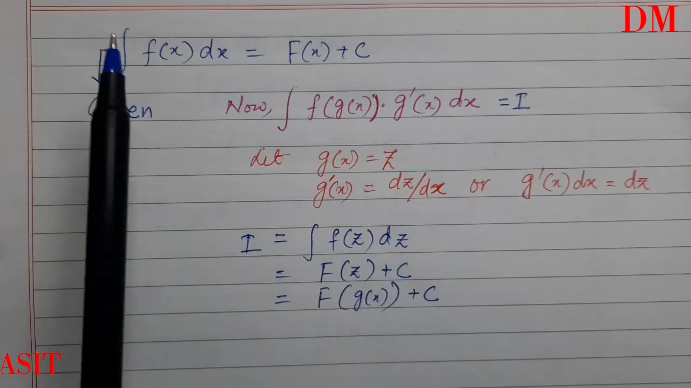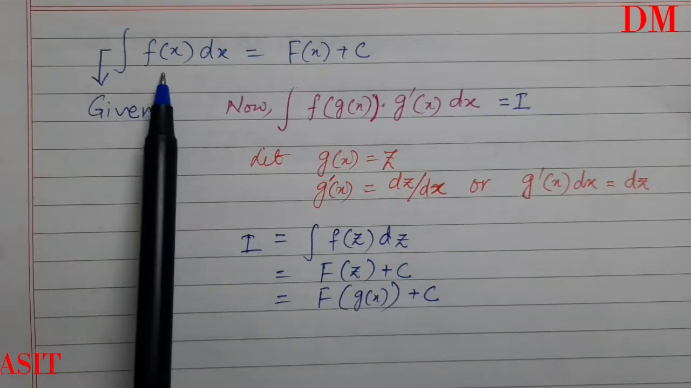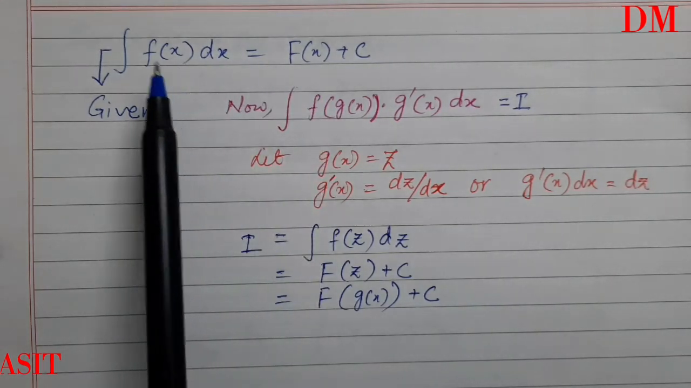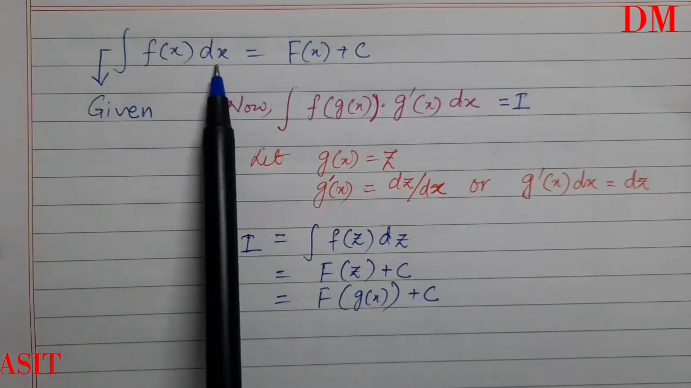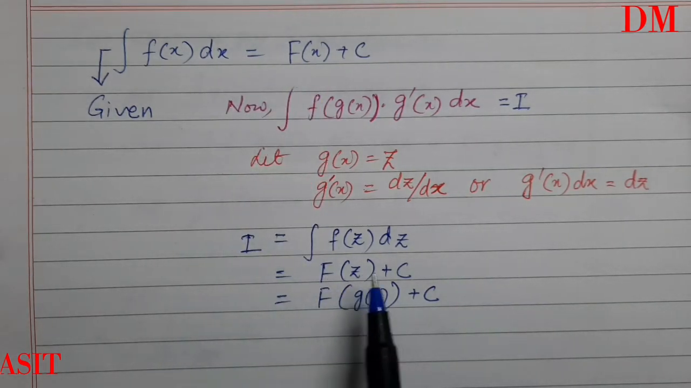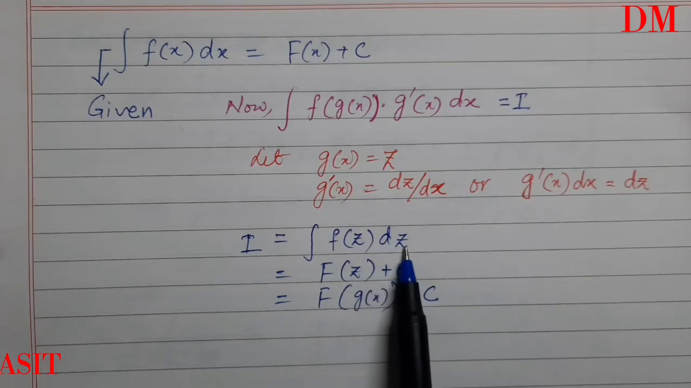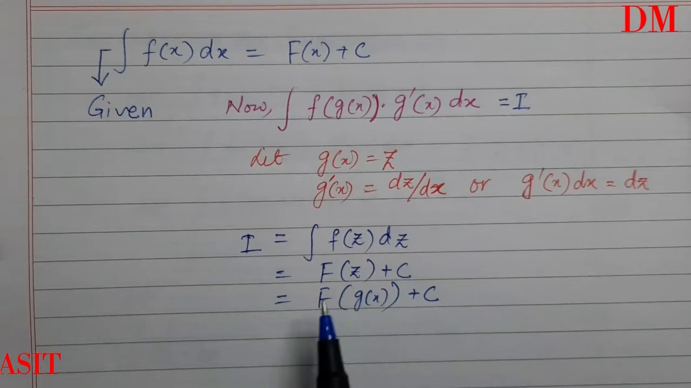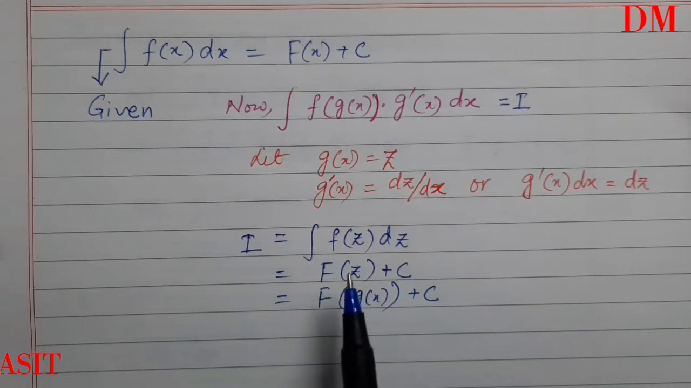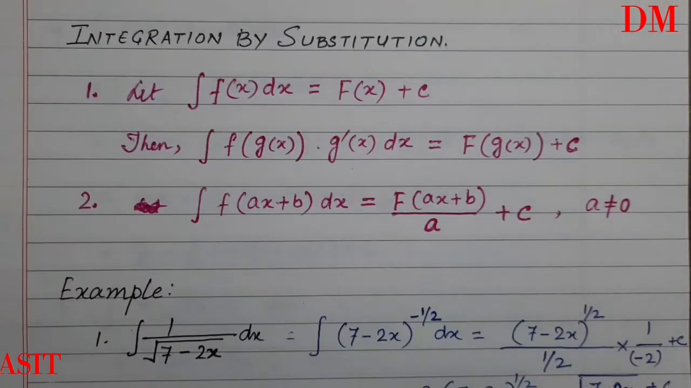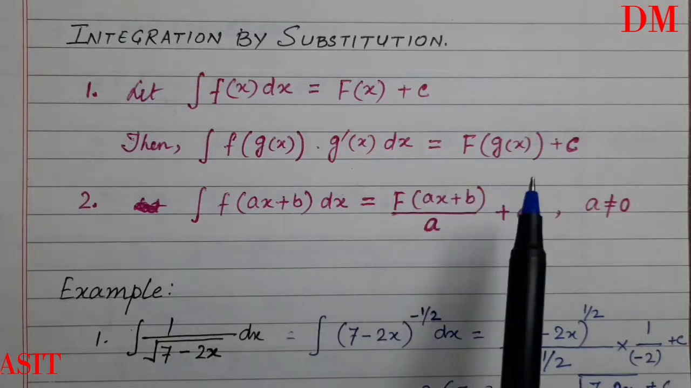Now we will apply this formula. Here it is given that integration of small f(x) is capital F(x). So if it is small f(z) with respect to the variable z, it will be capital F(z) plus c, since it is the integration with respect to the variable z. Now at the end we will replace z by g(x). Ultimately we need to give the answer in x, so it will be F(g(x)) plus c. Hence this statement is established.